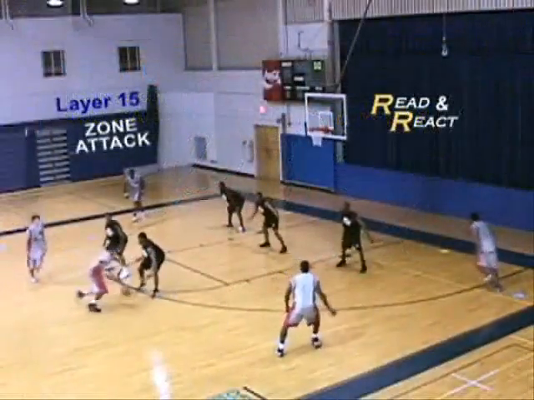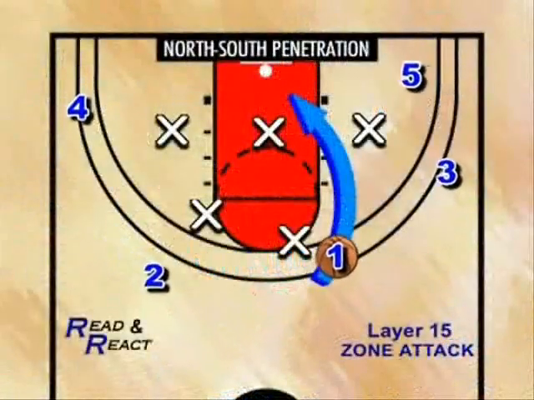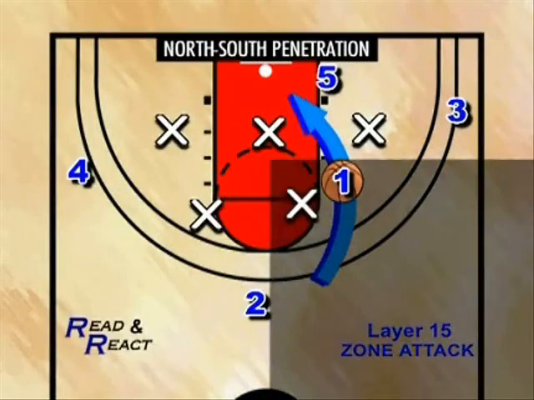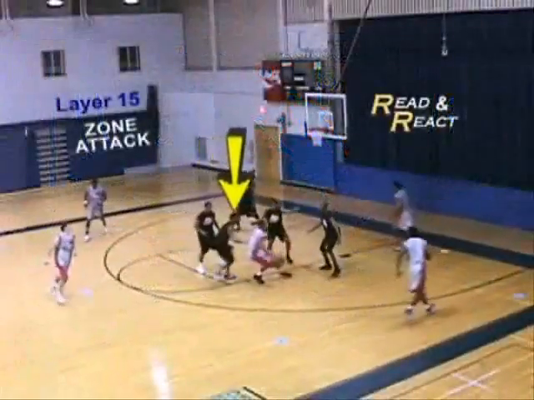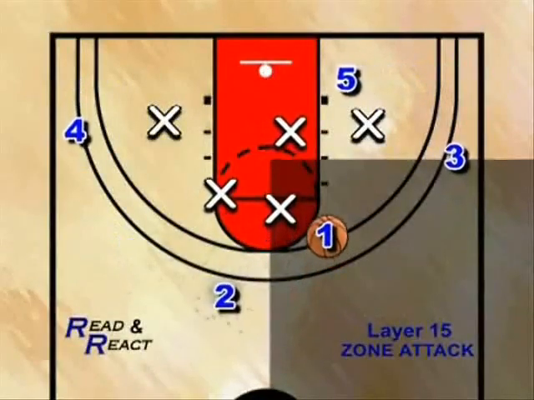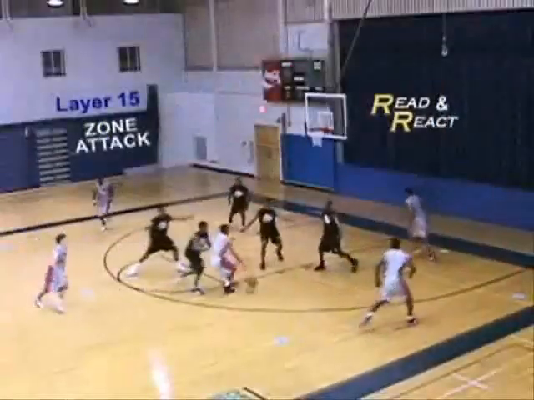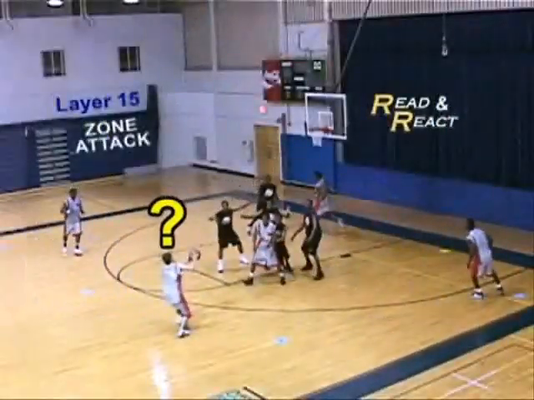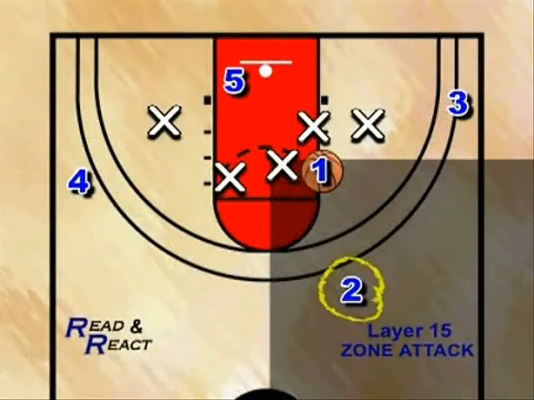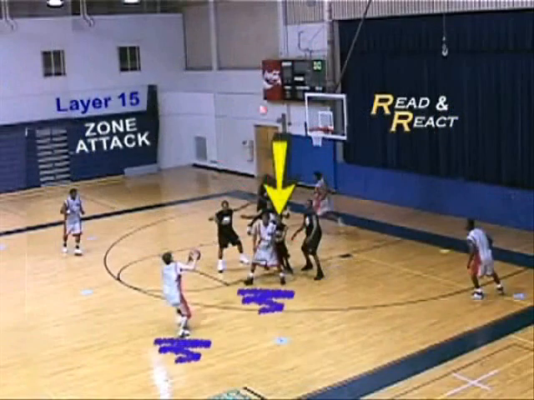If our ball handler tries to penetrate the gap, or to use read and react terms, penetrate north-south, the zone defender in that area goes with the ball handler. But because of our circle movement habits, we have a safety valve circling into the spot behind the penetrator. My question is, who covers the safety valve? Isn't the safety valve in the same zone area as the defender of the ball? How can that defender cover 2 players at once?